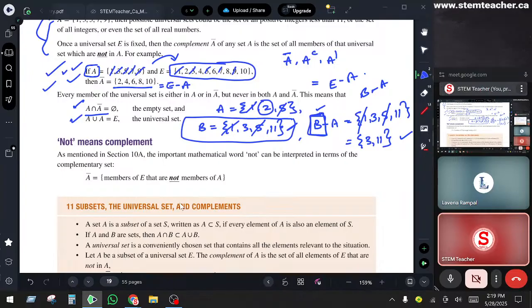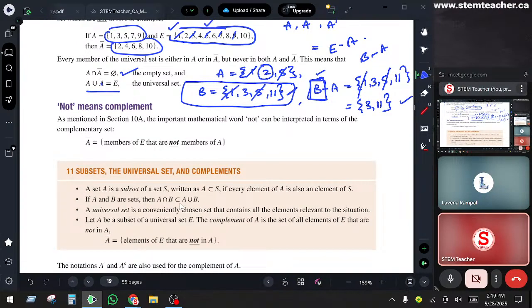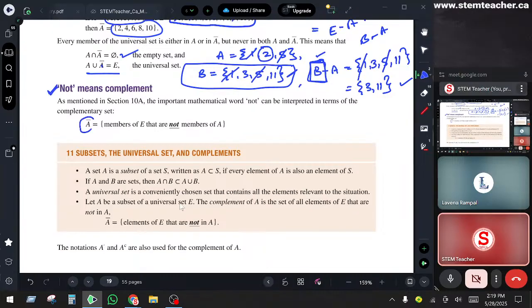That's it. Moreover, A intersection A complement, इसमें कोई कॉमन नहीं है. A intersection A complement is empty and A union A bar is the entire universal set. Okay, and not means complement, means A complement. You don't need such a deep basic notion. Now come here.